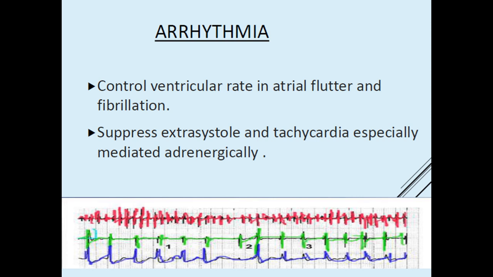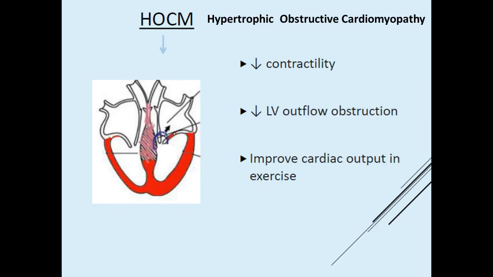In arrhythmia, they also control the ventricular rate in atrial flutter and fibrillation, and suppress the extrasystole and tachycardia, especially those mediated adrenergically, meaning by catecholamines. In hypertrophic obstructive cardiomyopathy, they decrease the contractility of the heart, decrease the left ventricular outflow obstruction, and improve the cardiac output in exercise.